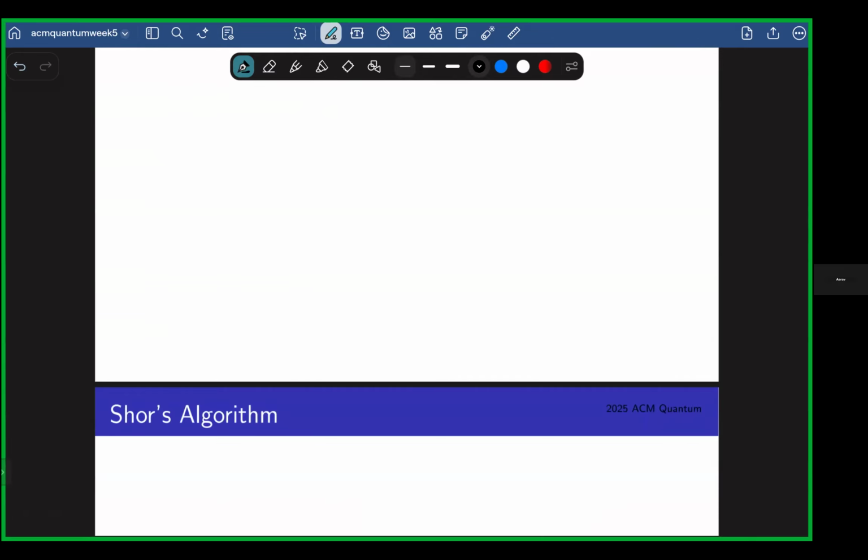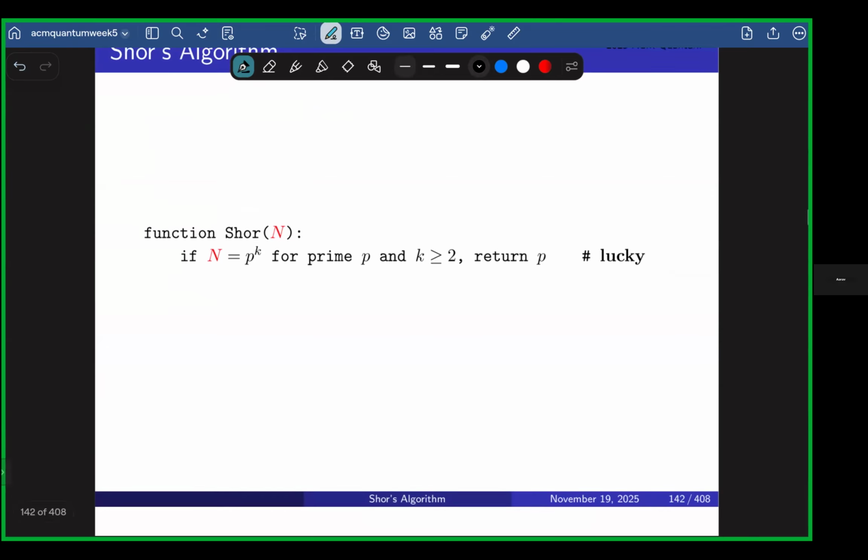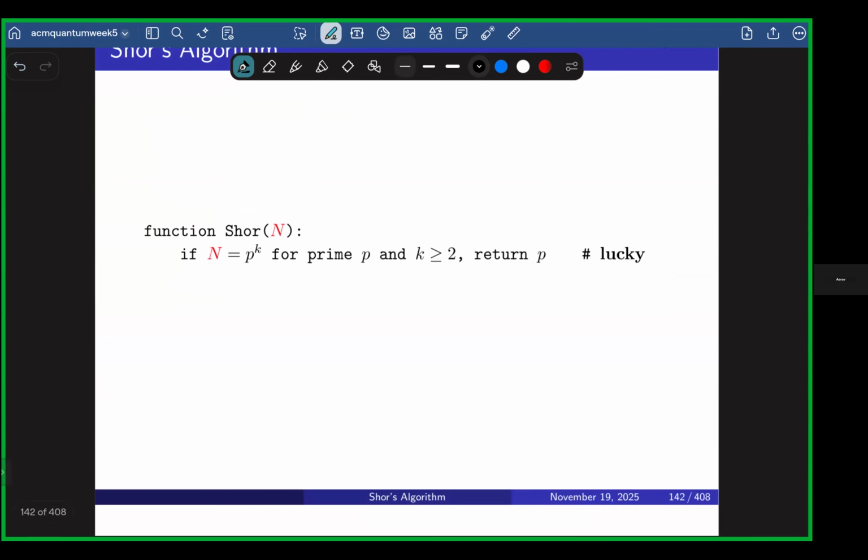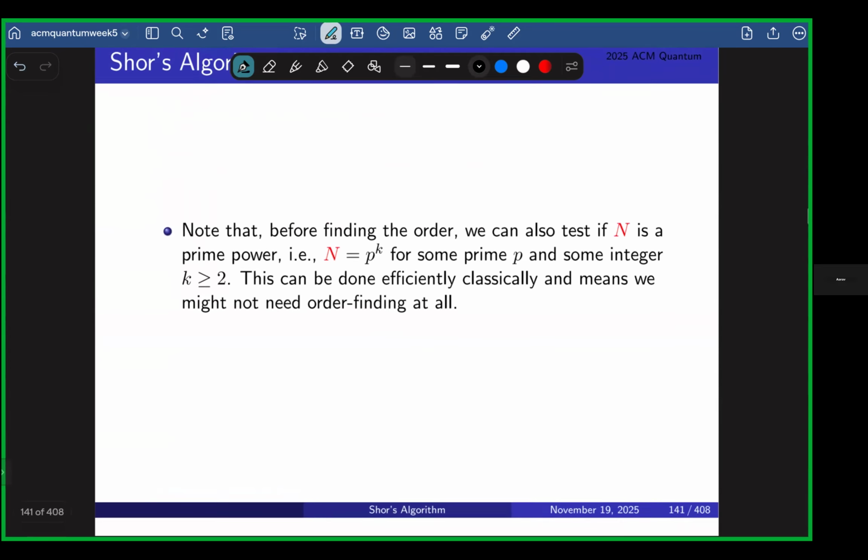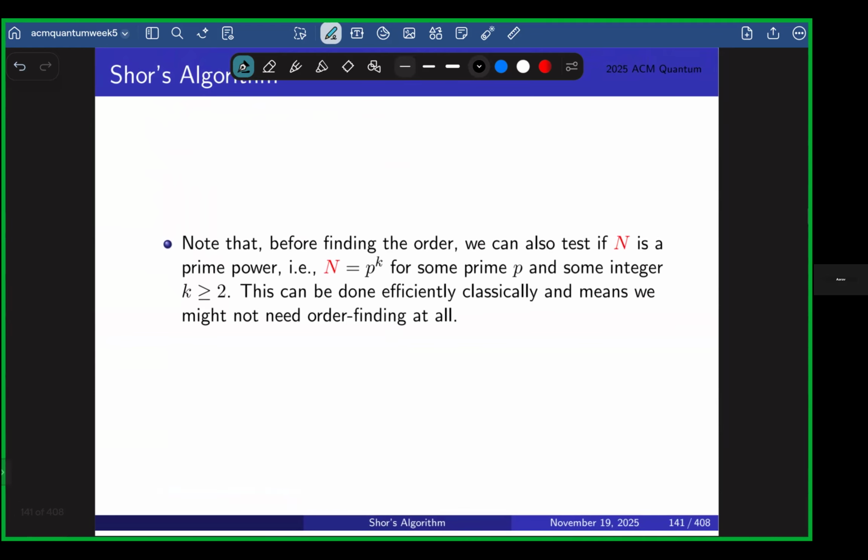Okay, here's the pseudocode for the function. You pass in some number n, and actually I glossed over this. Before finding the order, we can classically and efficiently test if n is a prime power, so just a single prime to a power. We don't go into detail of that, but that would eliminate the need of order finding. It's like we've already found a prime factorization if that's the case.